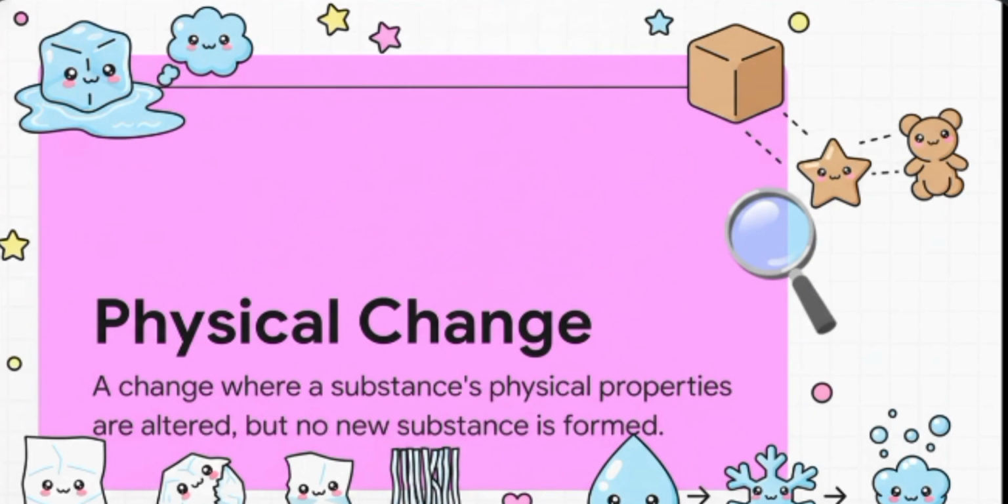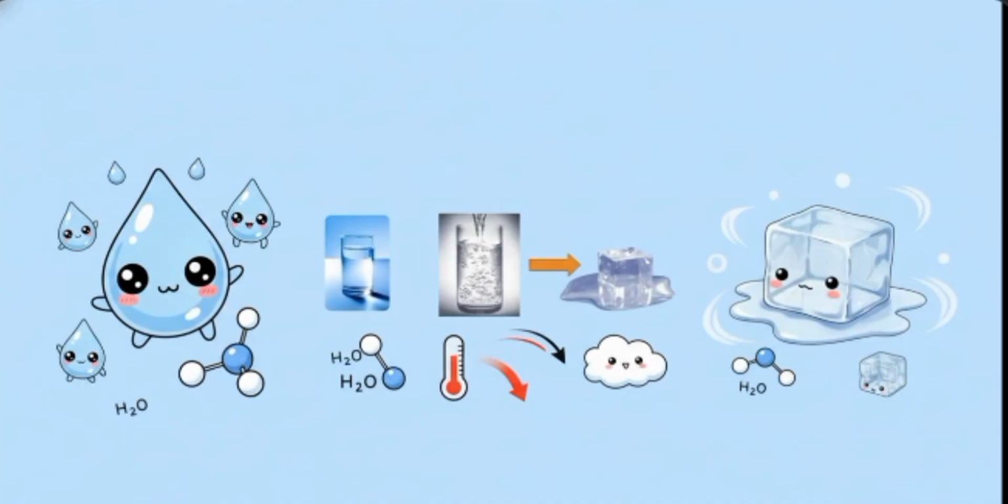A physical change is really all about appearances. You can think of it like a substance just changing its outfit. It might look different, changing its shape, its size, or even its state, from a solid to a liquid to a gas, but deep down, underneath it all, it's still the exact same stuff. No new substance gets created. That's the key.